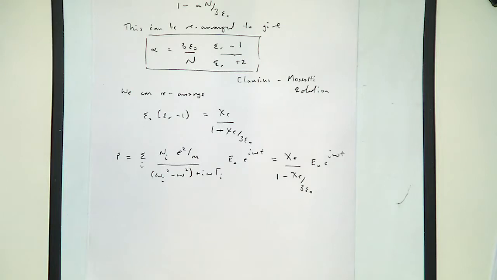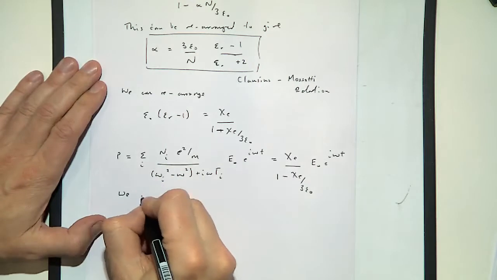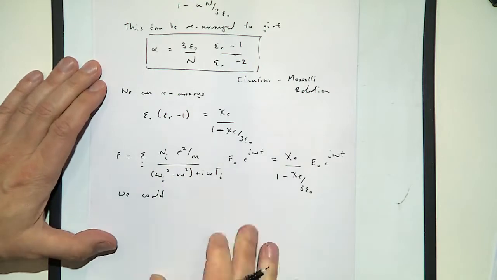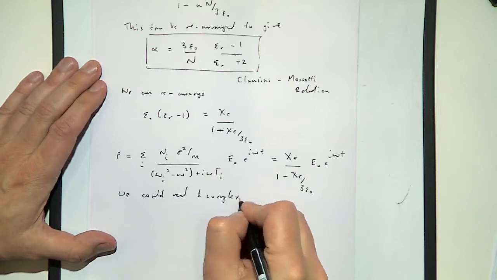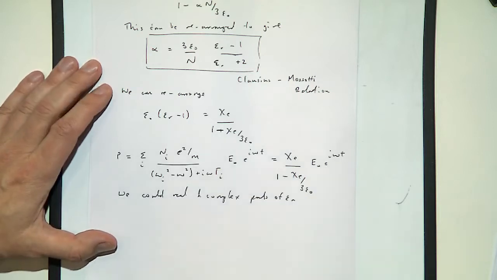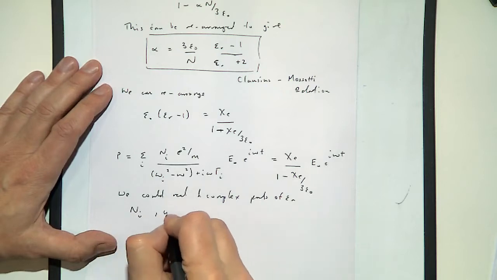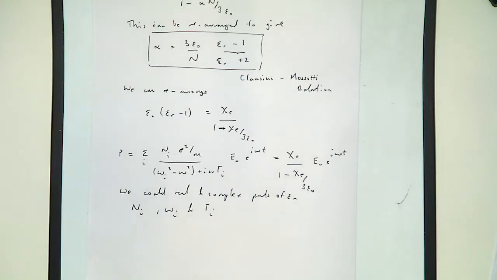What does that mean? That means, remember that we could get the real and complex parts. That's what we did last time. We can get the real and the complex parts of epsilon r by knowing Ni, omega I, and gamma I. Remember, that's what we started this morning talking about, and we did it on Monday.